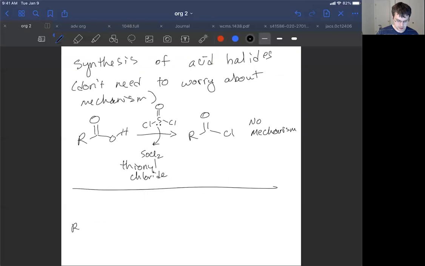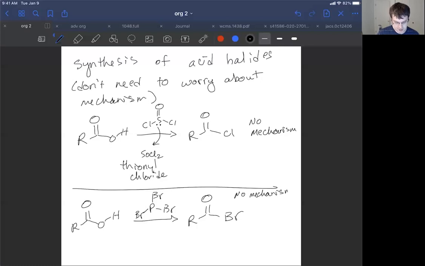We could then take a carboxylic acid and do similar chemistry with a new reagent. It's going to be PBr3, phosphorus tribromide, and this is a way to introduce the acid bromide system, but you have an unstable starting material with PBr3, and then you get a super unstable functional group as a product. Again, this is a no mechanism one, but these are reactions that appear on things like MCATs, so they're pretty useful to know.